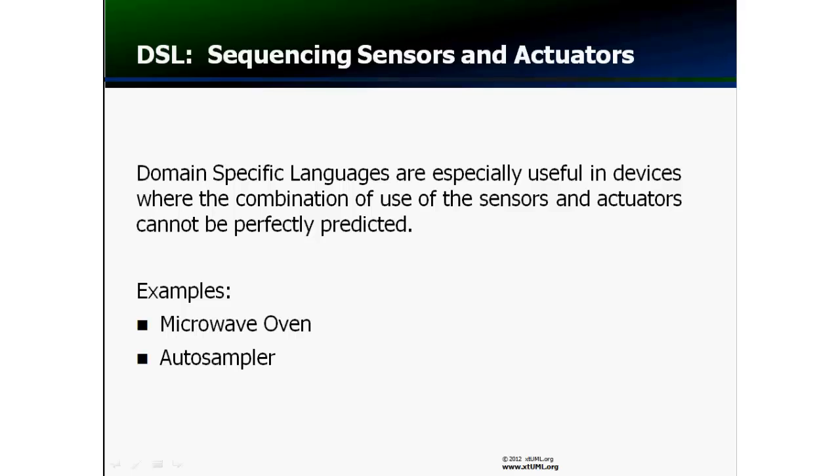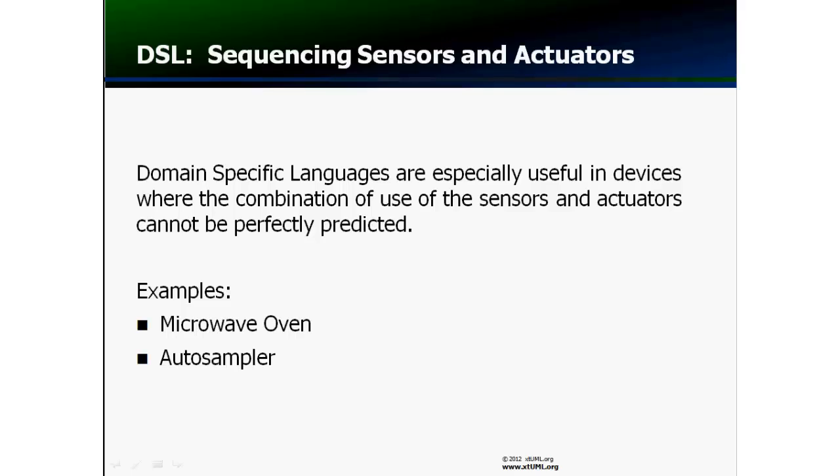Domain-specific languages are especially useful in devices where the combination of the use of the sensors and actuators cannot be predicted for the future. In the example of the microwave oven, the manufacturer knows that the magnetron tube needs to be turned on, that the platter needs to be spun, but the manufacturer does not know how long and in which sequence and whether defrost needs to be supplied.